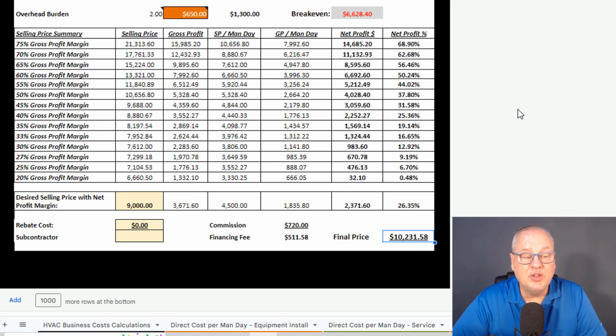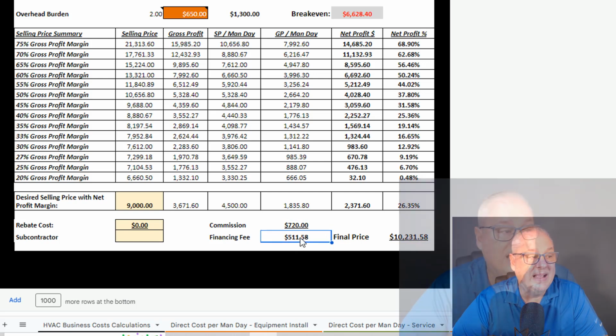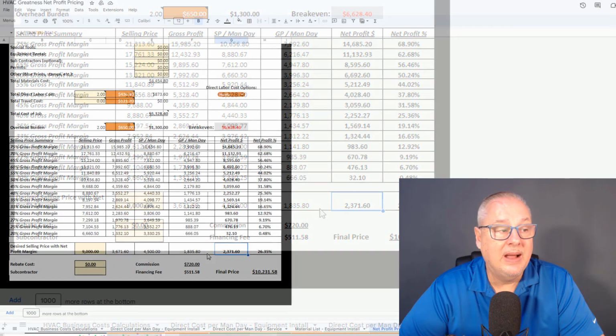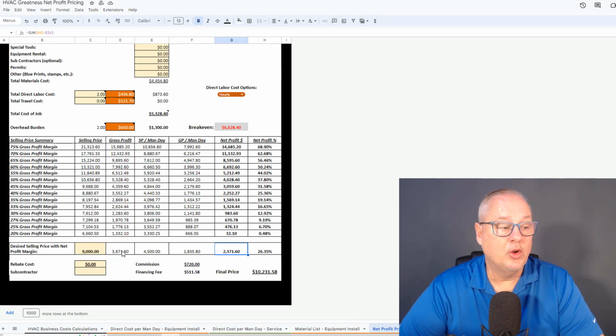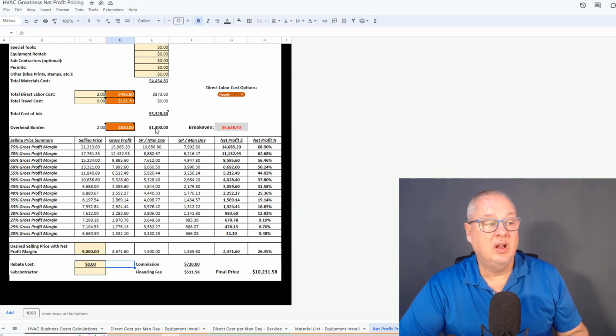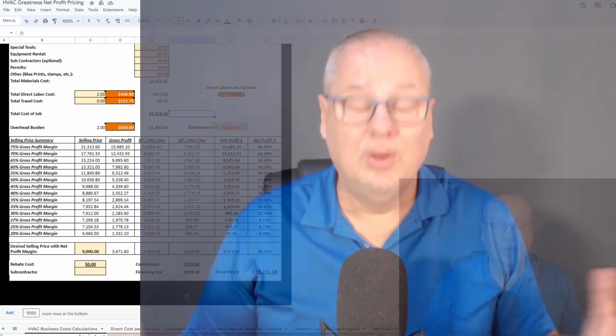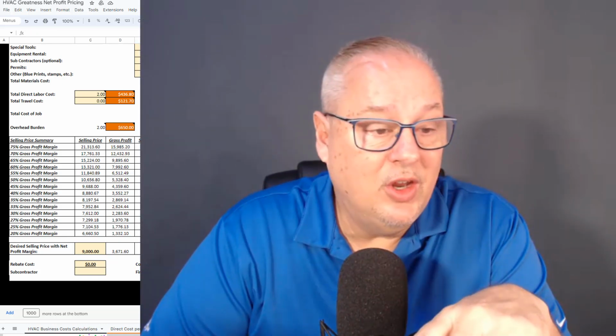This is a $10,231.58 job. After we pay the commission, after we pay the financing fee, the company gets what it has to have in order to make the profits that it needs to make, right? And so we have our gross profits that are calculated as well as our overhead burden on this particular example. Really that easy.